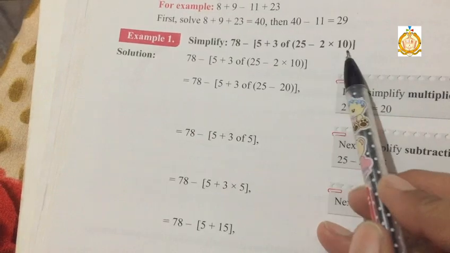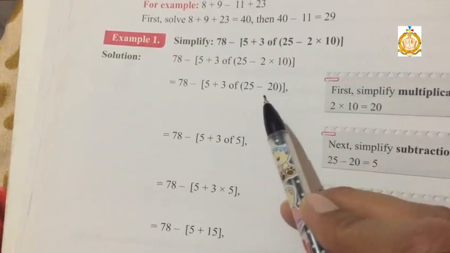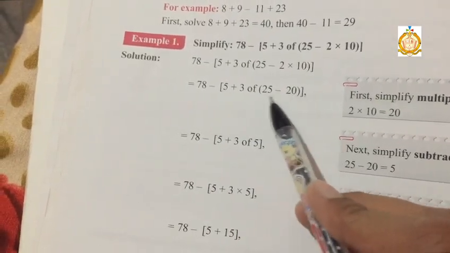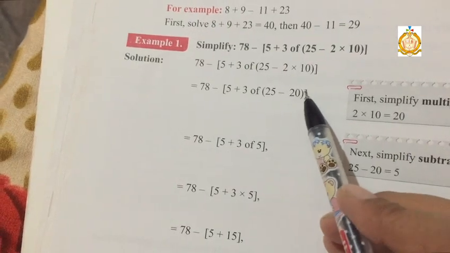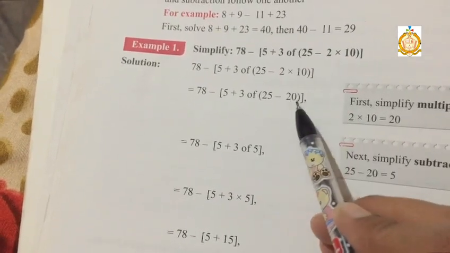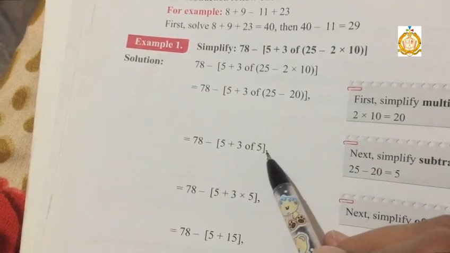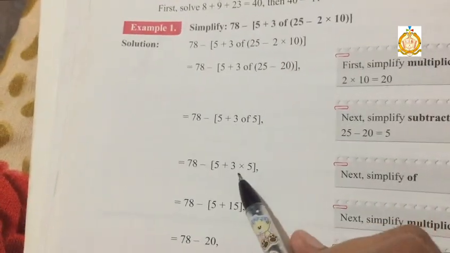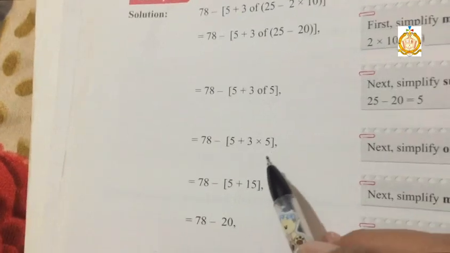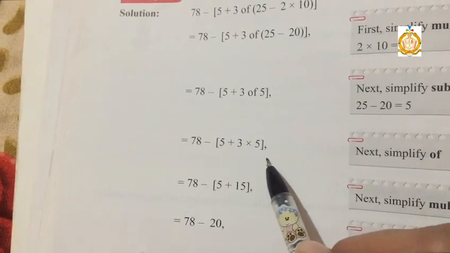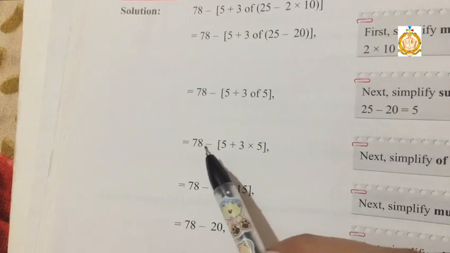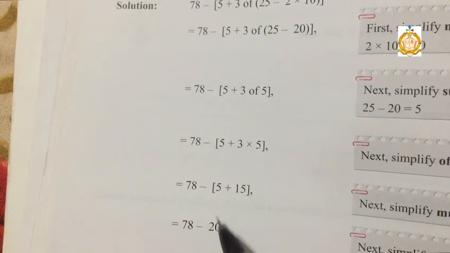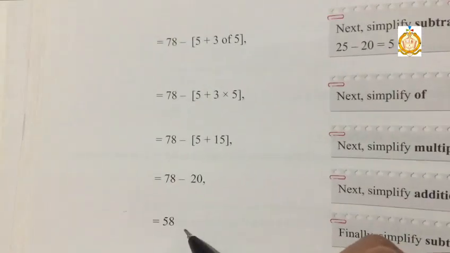D. D is for division; division is not there, then next is multiplication. 78 minus 5 plus 3, then inside the bracket after multiplication comes addition, not here, then subtraction: 25 minus 20. Now what will we do in the next step? Of; change of into multiply. Then D for division, there is no division, then multiplication: 5 multiplied by 3 is 15. So 15 plus 5 is 20. 78 minus 20 is 58. Clear?